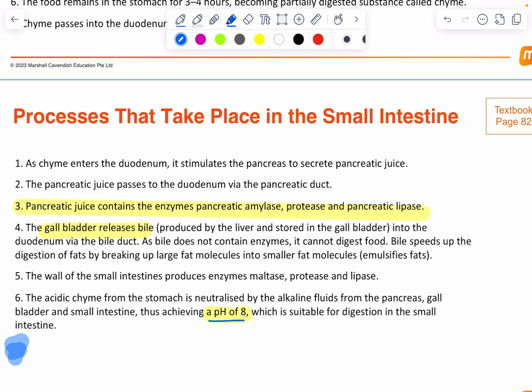So one new component is that it would also absorb water. This is another part of what happens in the small intestine.